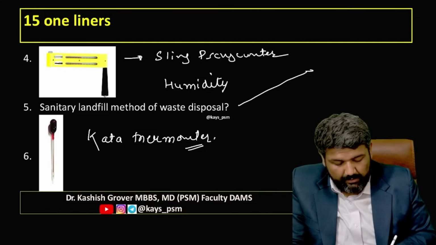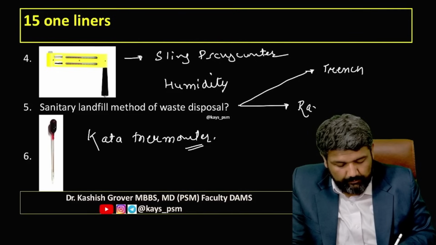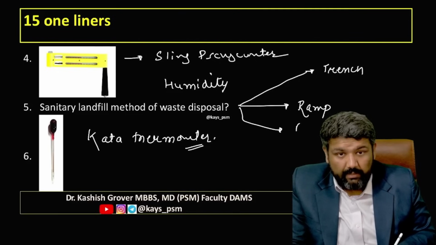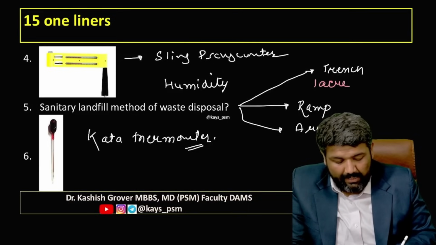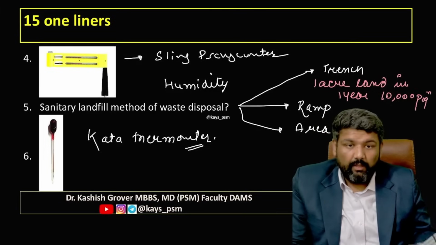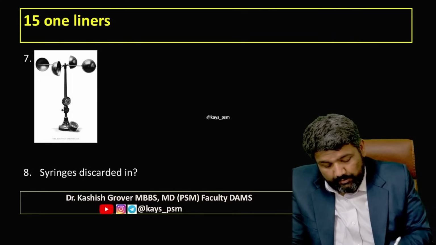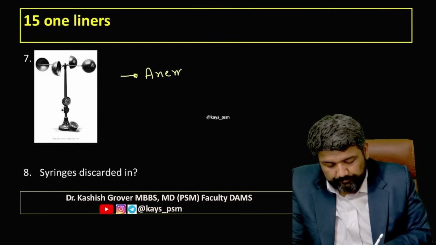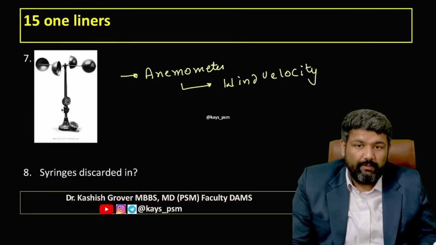Sanitary landfill method of waste disposal. It has three types: trench method, ramp method, area method. In trench method, there is a particular question: 1 acre land is needed in 1 year for 10,000 population. Guys, this instrument is known as anemometer. This is for wind velocity.